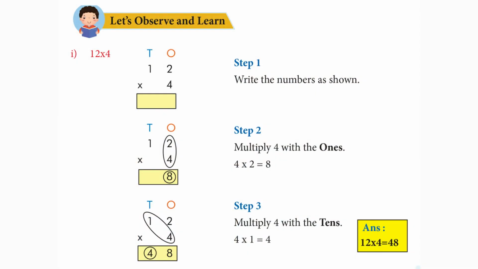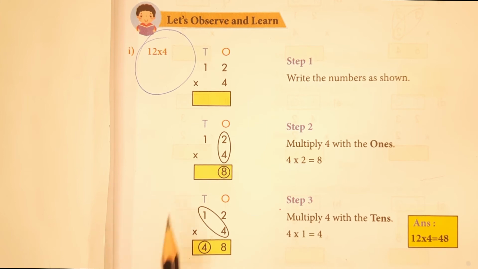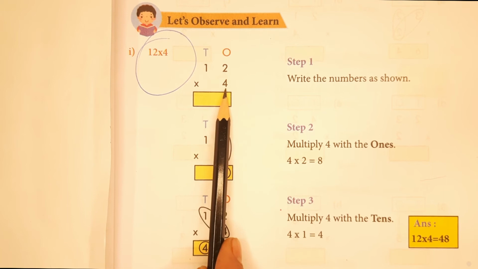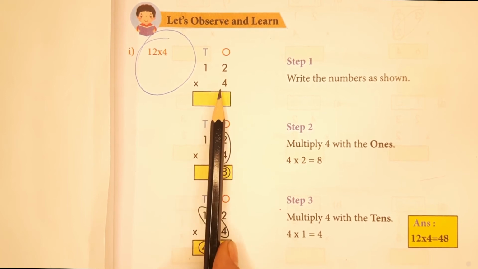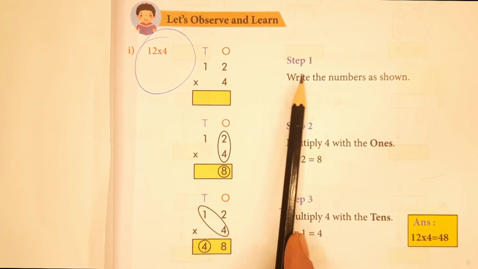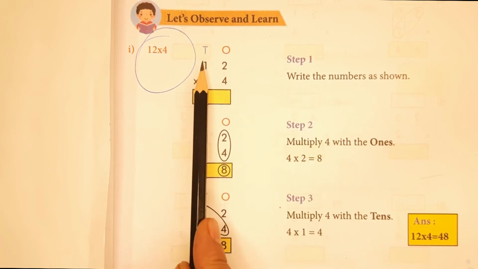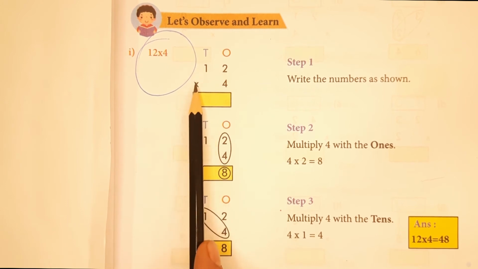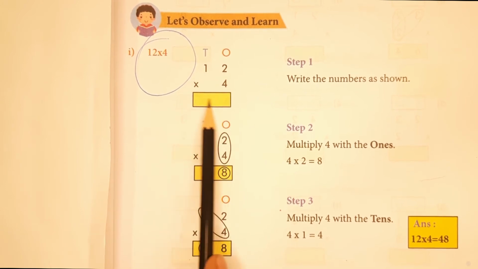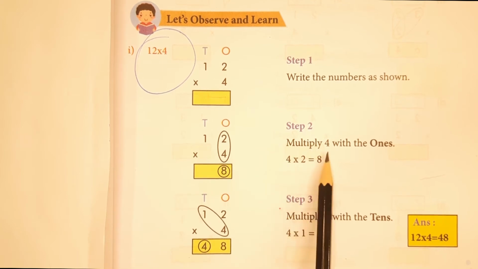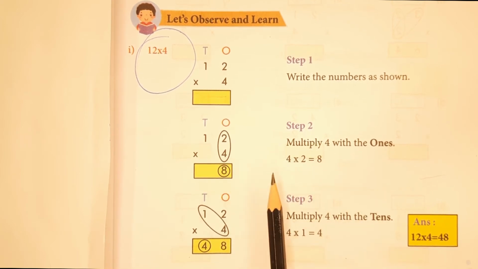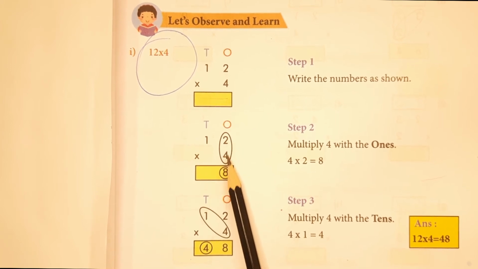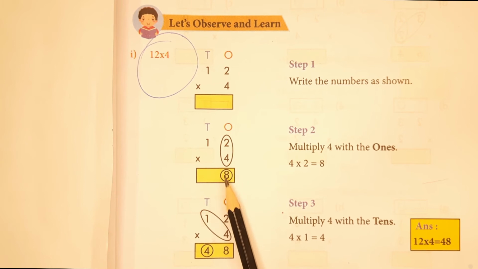Page number 73, we are going to see multiplying two-digit numbers with a single-digit number and there is no carryover here. Look at the steps that are given. Step 1, write the numbers as shown. So you write the number like in this manner, 12 into 4, and this is for the product. Now step 2 is to multiply 4 with the 1s. First you do 2 into 4, and you get the answer 8.